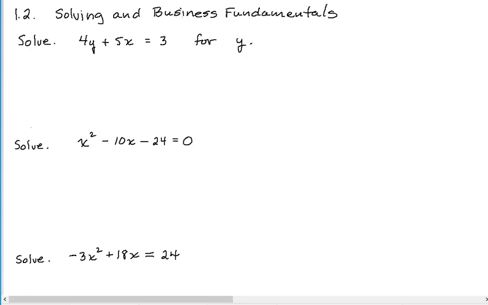This section is a review of things that we will need to use throughout the course, different techniques of solving, and then business fundamentals, the identities for profit, revenue, cost, that we will also use throughout the course.